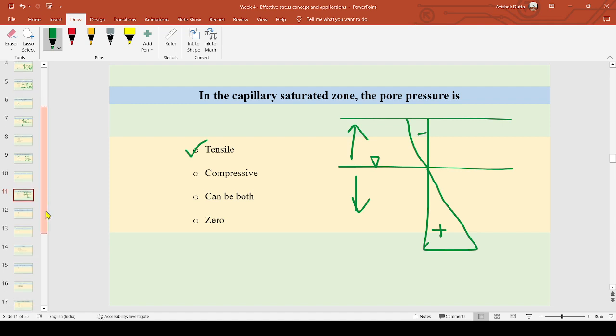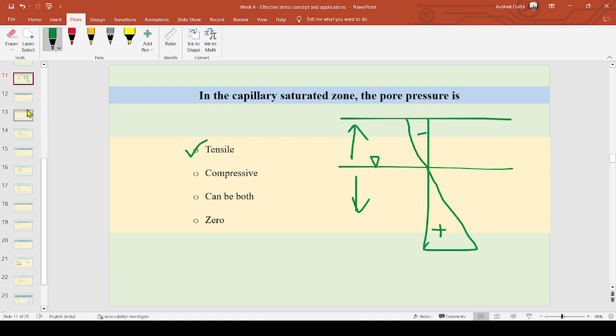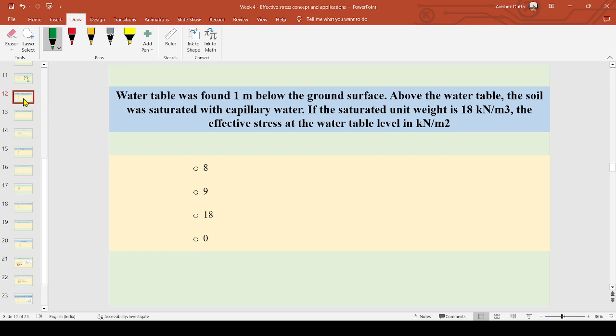The next question is, water table was found 1 meter below the ground surface. Above the water table, the soil was saturated with capillary water. If the saturated unit weight is 18 kilonewton per meter cube, the effective stress at the water table in kilonewton per meter square is.